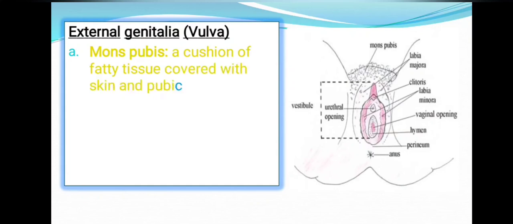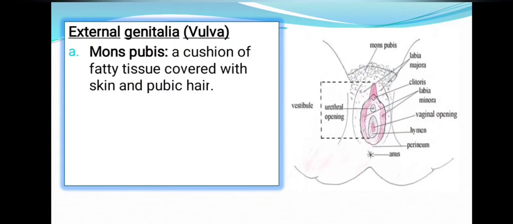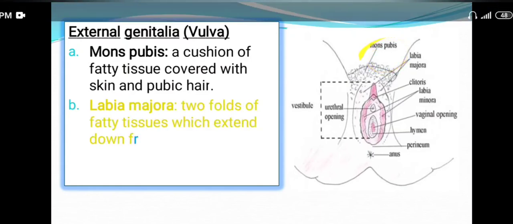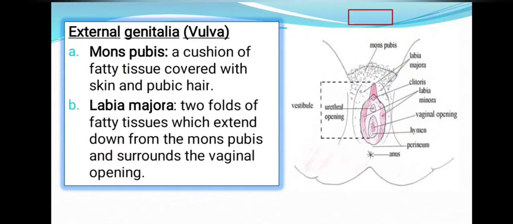We'll study the external genitalia. It's called the vulva. Let us see the parts of this vulva. The vulva consists of several parts, among them the mons pubis. You can see here is the mons pubis, this region, which is a cushion of fatty tissue covered with skin and pubic hair.